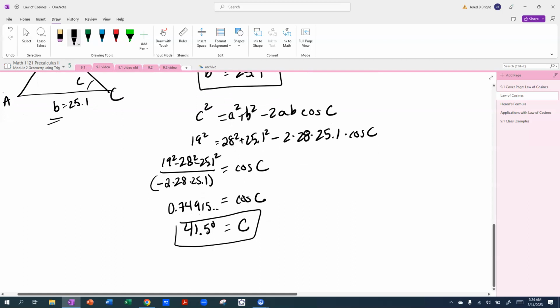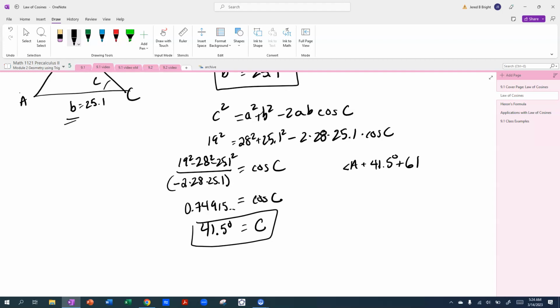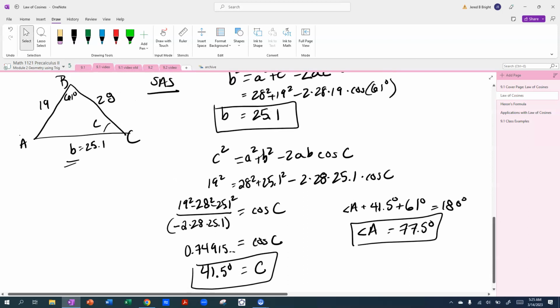Okay, so there we go. We have angle C. And lastly, to find angle A, I'd have angle A plus 41.5 degrees plus 61 degrees is equal to 180 degrees. And so then subtract over and I get angle A is equal to 77.5 degrees.